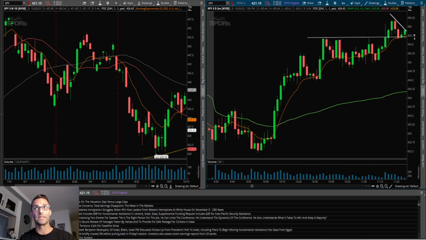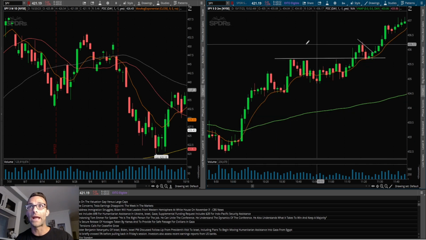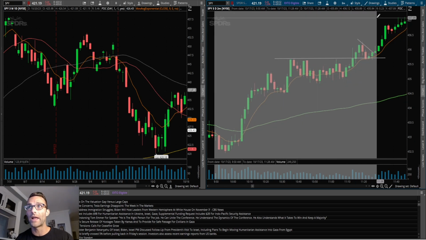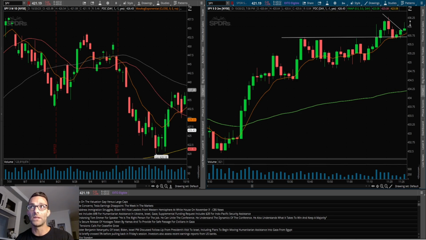So some sort of consolidation, some sort of flag pattern, a hold of what was resistance is now becoming support right around the 9 EMA and also this 435.75 level. And then what happens? It breaks out of that flag pattern and then it does have some continuation to the upside. But that is a nice structured break and retest setup.